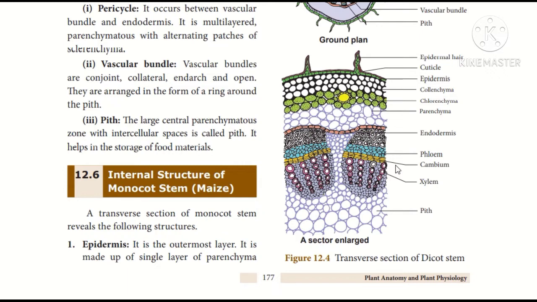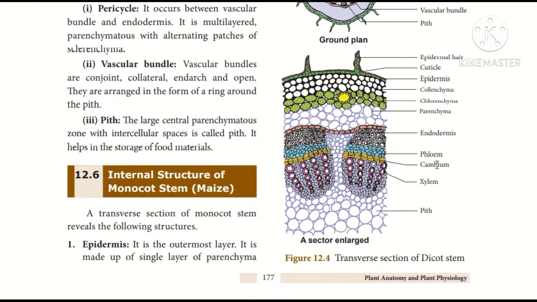In this dicot stem, cambium will be present in between the xylem and the phloem, and hence it is called open type. And in this open type, what is the main important function of the cambium? The main important function of the cambium is for the secondary growth of the plant. For the plants to attain secondary growth, cambium is very important. That is the main important feature of the vascular bundle.